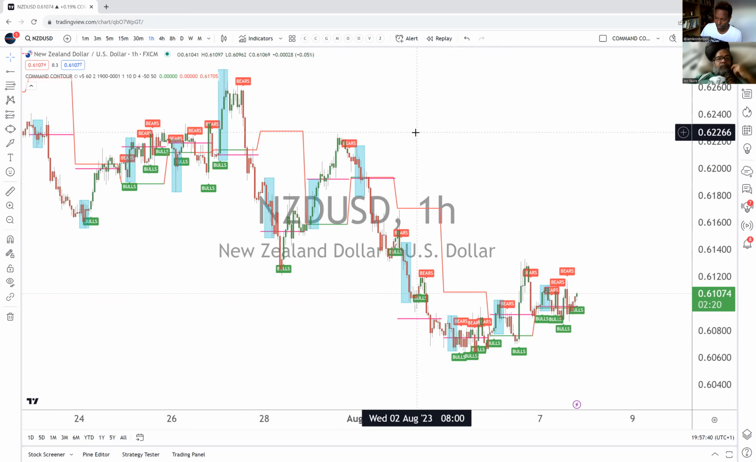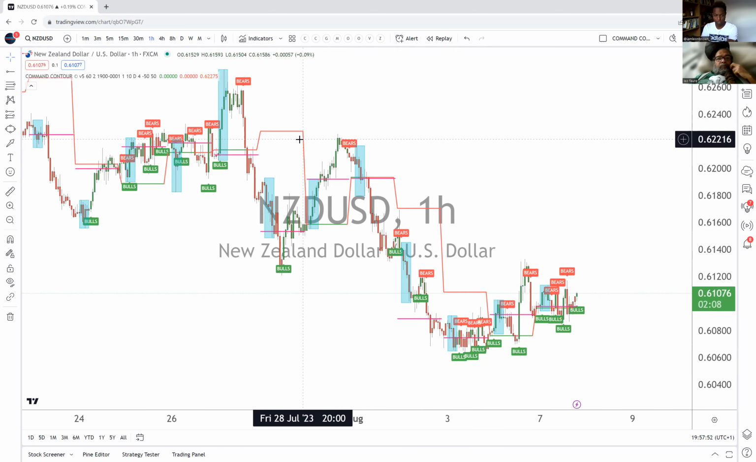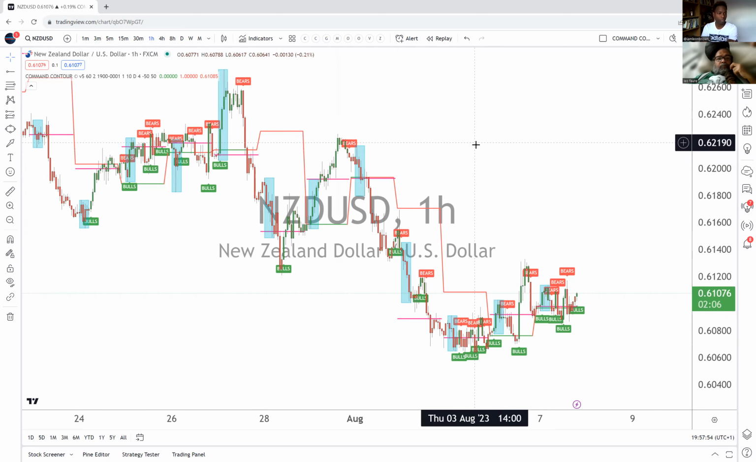So yeah, there are two separate pieces of information. The fundamentals are to give you a sense of the bias, what direction we want to trade in. The tool here is going to give you a sense of where we want to enter the market.